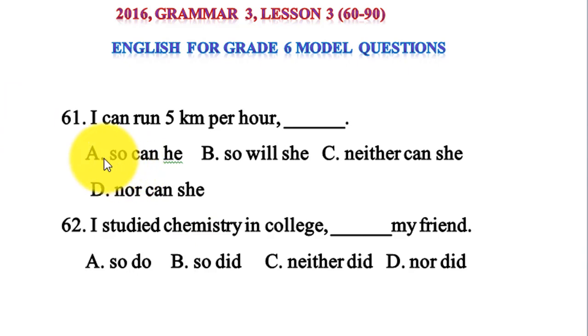I think the answer should be so can he, because the auxiliary verb is can, and the response of a person should also depend on the first opening statement, can, and here it is a positive statement. The response so will she is true in structure, but the problem is the auxiliary verb will, because the opening statement can't be used for will, so it's not the answer. Neither can she is negative. Neither and nor are possible if the statement is negative, but because of the presence of so, B, C and D are not the answer. Question number 62.